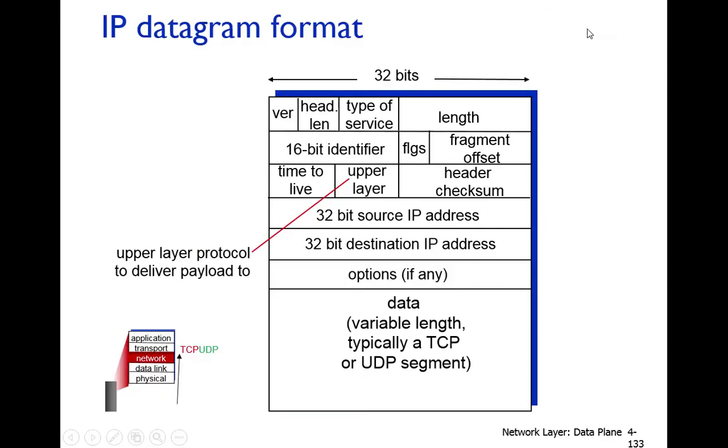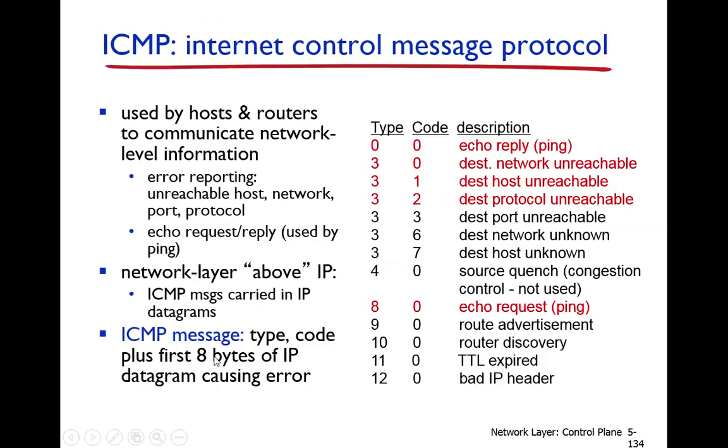So you can see that this upper layer protocol is basically used by the network layer to identify whether this message is for TCP or for UDP. Now we have also discussed message type 3 and code 2, which is used for destination protocol unreachable. So you should know what destination protocol unreachable means, what destination host unreachable means, and what destination network unreachable means.